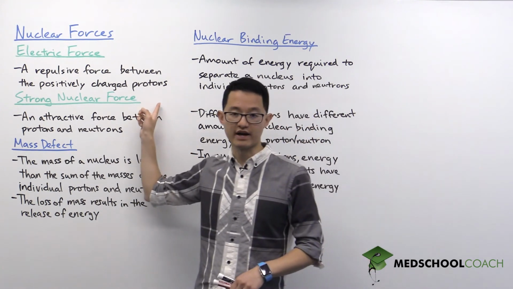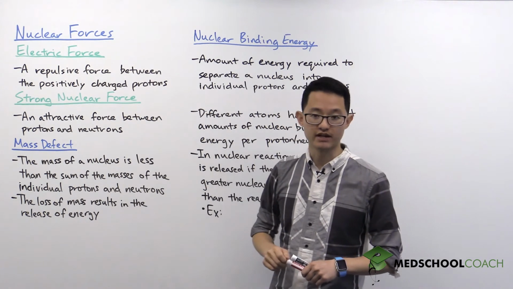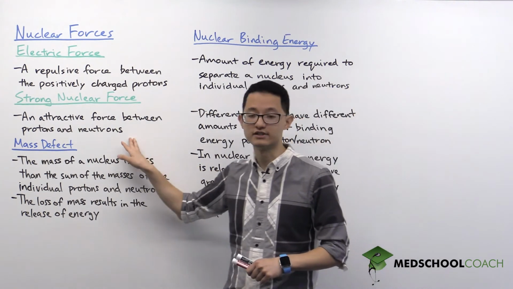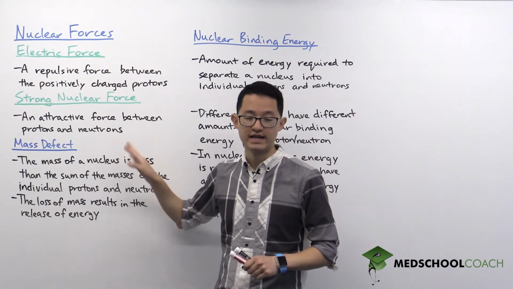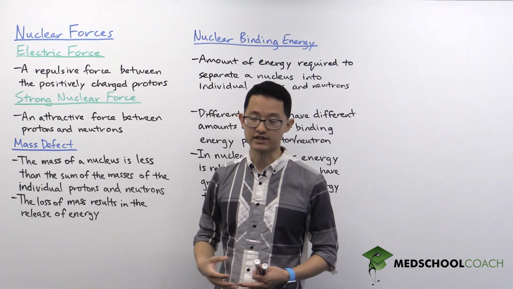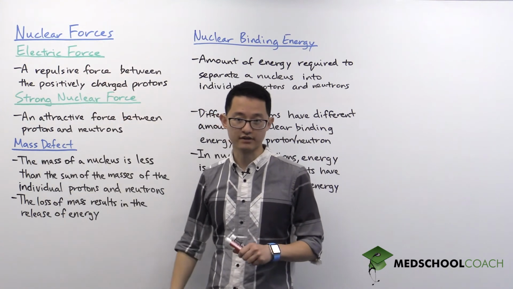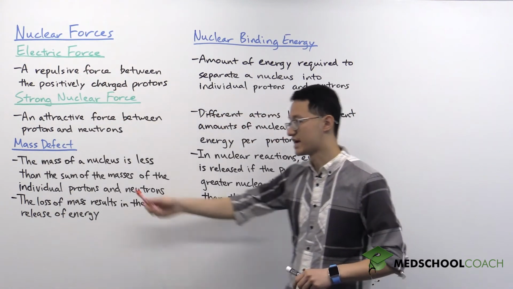You don't need to know much about how this force works for the MCAT, but you should know that this is an attractive force between the protons and neutrons in a nucleus. And when you have stable nuclei, this strong nuclear force is going to be stronger than the electric force. Okay, so now let's talk about the mass defect.